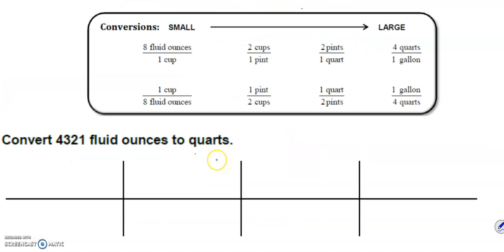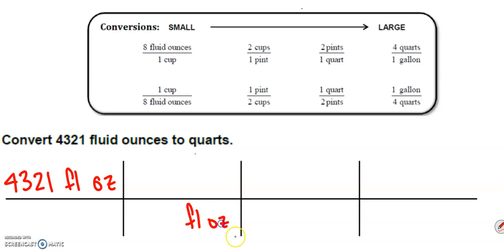All right. Now here, we're going to convert from fluid ounces to quarts. So again, first thing, I'm going to write what I'm given, 4,321 fluid ounces. That's how you abbreviate fluid ounces if you aren't aware. And I've got to go to quarts. So I've got to get rid of fluid ounces. So if I have it up top, I need to have it on the bottom here to get rid of it. So now I'm going to come up to what I've got up here.